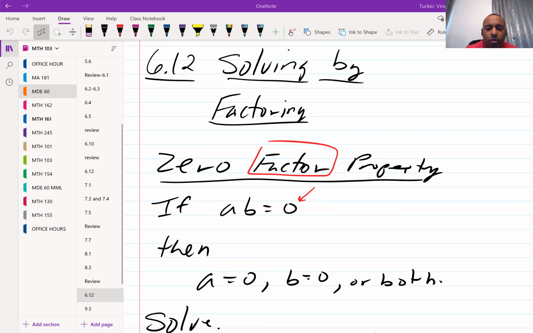Let me check one thing before I go here. Why is my stuff not popping up? Sorry about that.